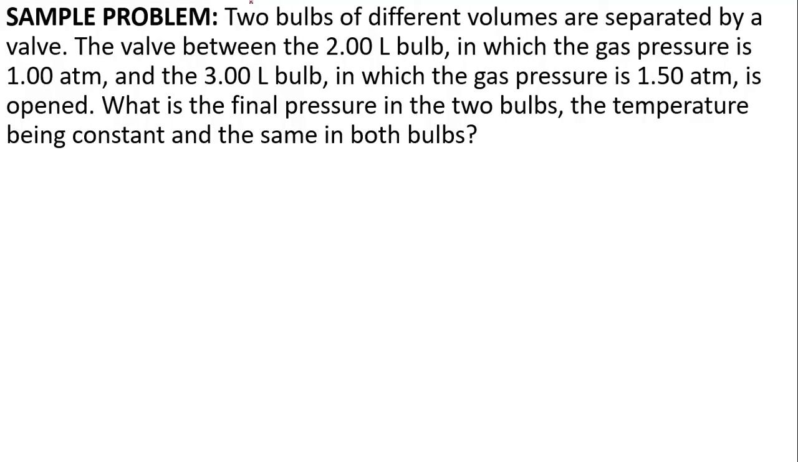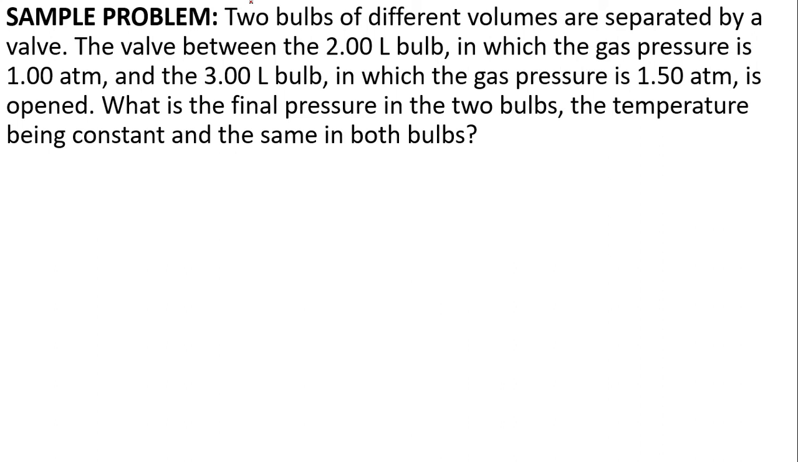So two bulbs of different volumes are separated by a valve. The valve between the 2.0 liter bulb, in which the gas pressure is 1 atmosphere, and the 3.0 liter bulb, in which the gas pressure is 1.50 atmospheres, is opened. What is the final pressure in the two bulbs when the temperature is constant and the same in both bulbs?